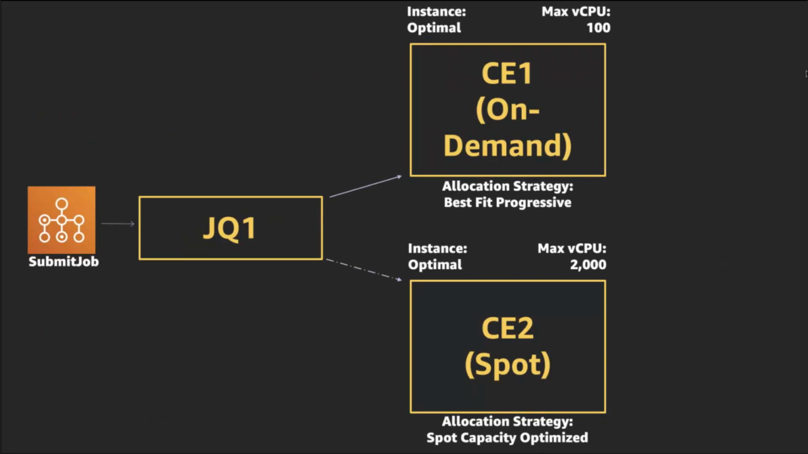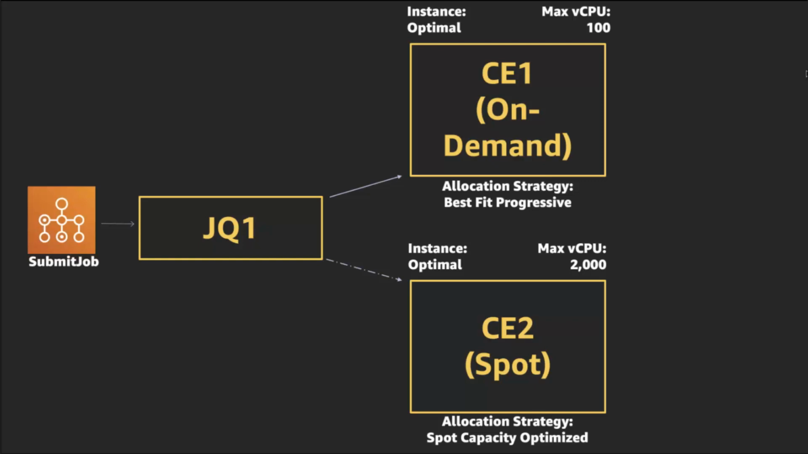The other neat thing about Batch is that you can actually combine multiple compute environments to meet your needs for a particular workload. So in this case here, we're showing how a job queue can actually span jobs across both an on-demand compute environment as well as a Spot compute environment. And each of these compute environments can have different allocation strategies associated with them.